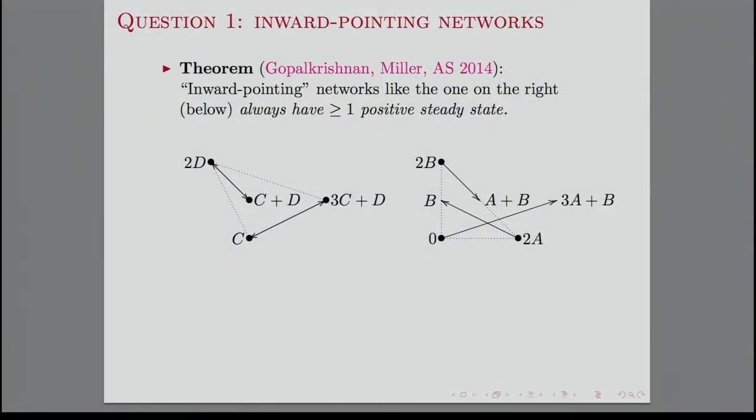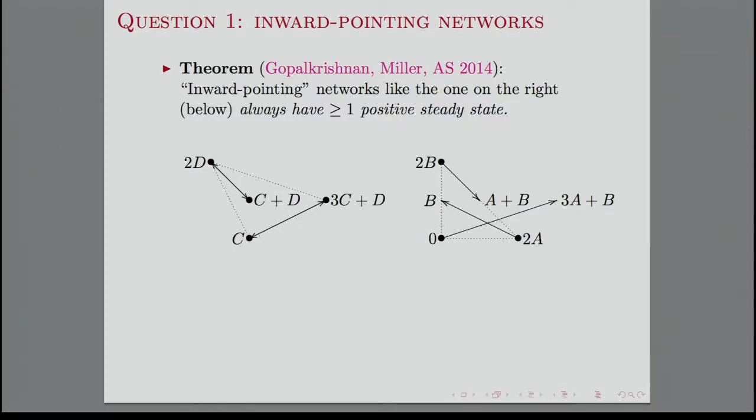And so in some collaboration with Manoj Gopalakrishnan and Ezra Miller, we were able to prove, by actually looking at the dynamics of the system, that certain what we think of as inward pointing networks always have at least one positive real solution. Okay, so the picture is that something like the network on the right always has a positive real one, whereas ones on the left do not.